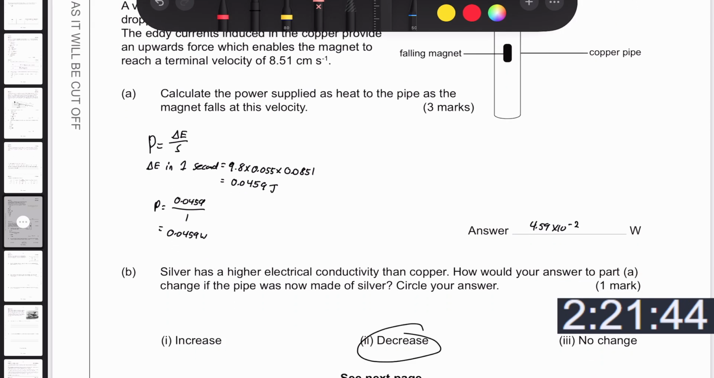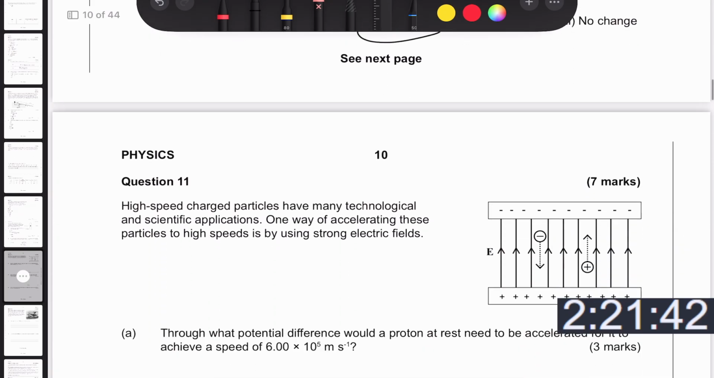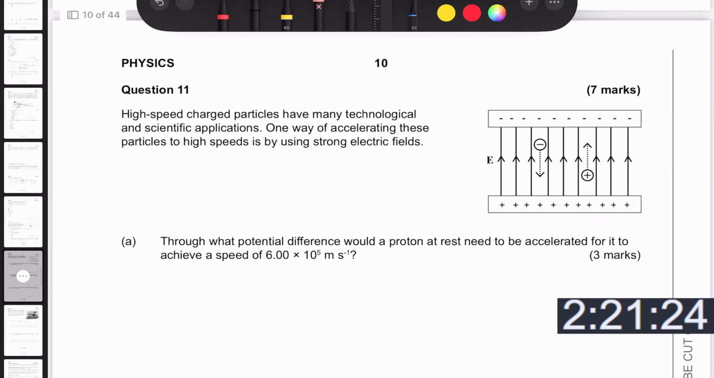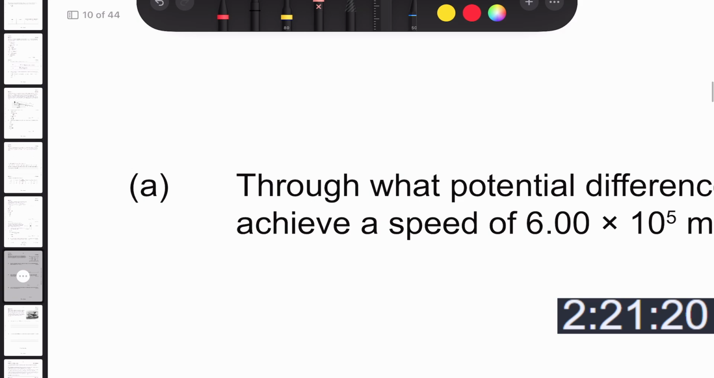Okay, question 11. High-speed charged particles have many technological and scientific applications. One way of accelerating these particles to high speeds is by using strong electric fields. Through what potential difference would a proton at rest need to be accelerated for it to reach a speed over that? Proton at rest for it to be accelerated to a speed.